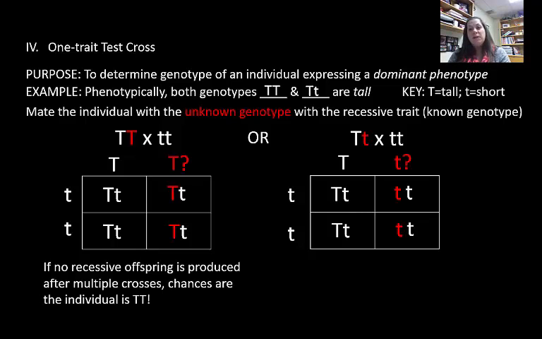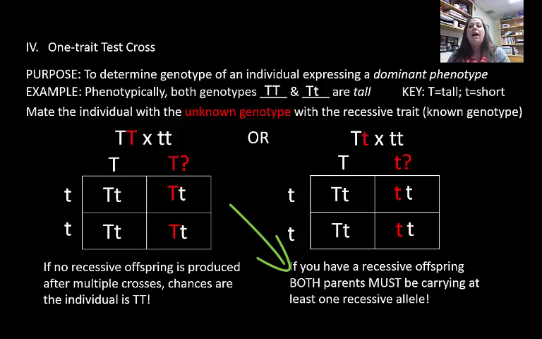If no offspring that were produced in your experiment are short, then the individual was big T, big T. However, if you get both tall and short individuals, then the individual was big T, little t. So this is just reviewing the monohybrid cross and the purpose of a test cross.